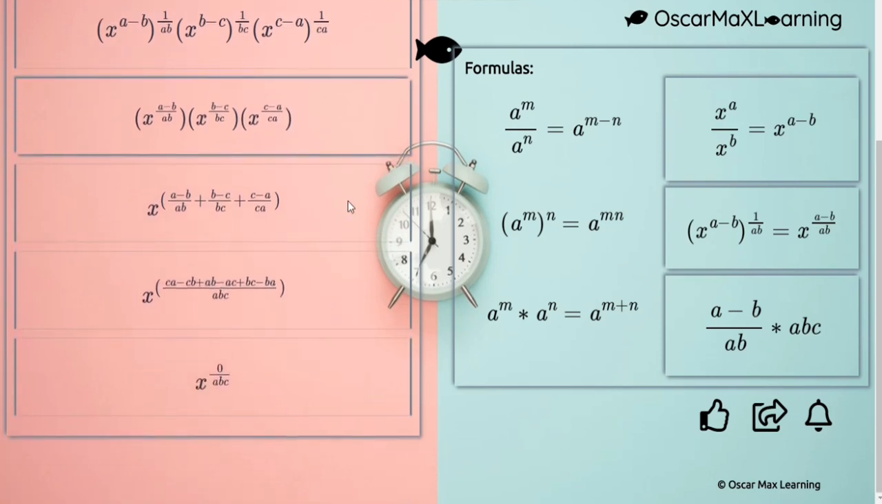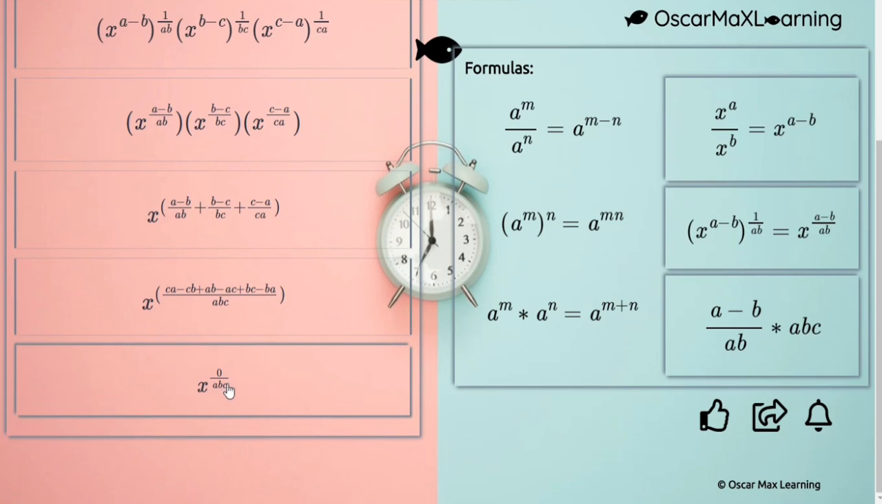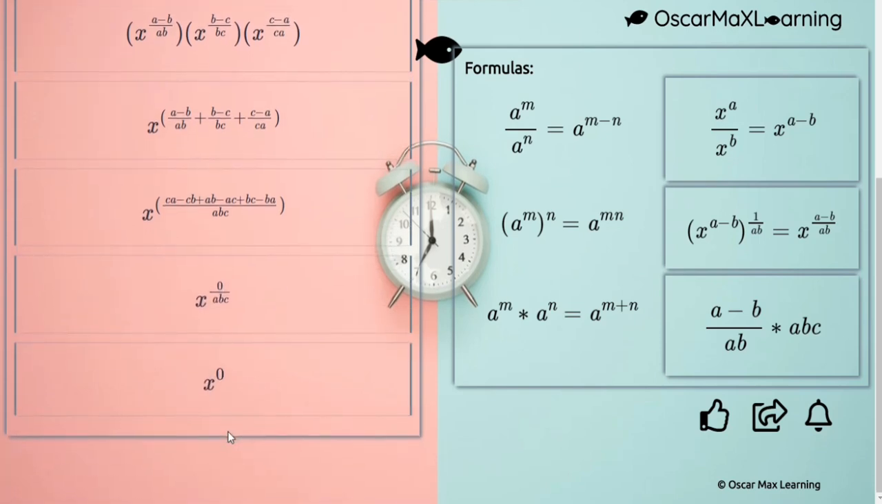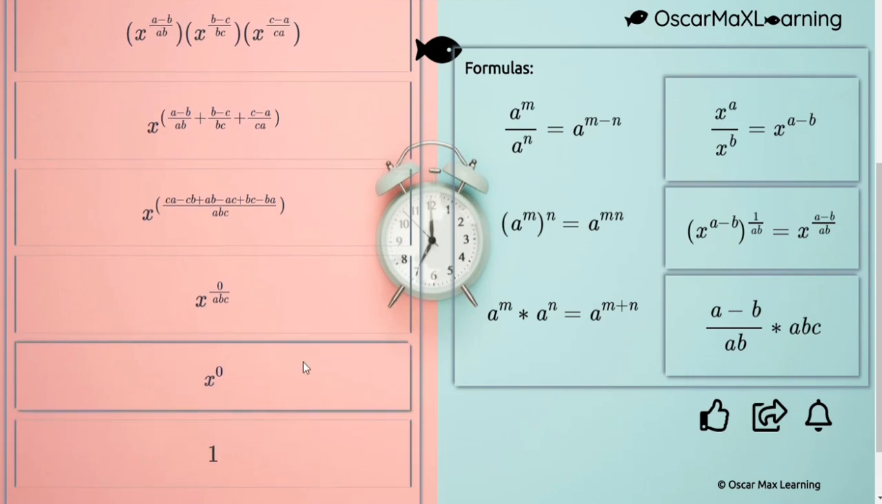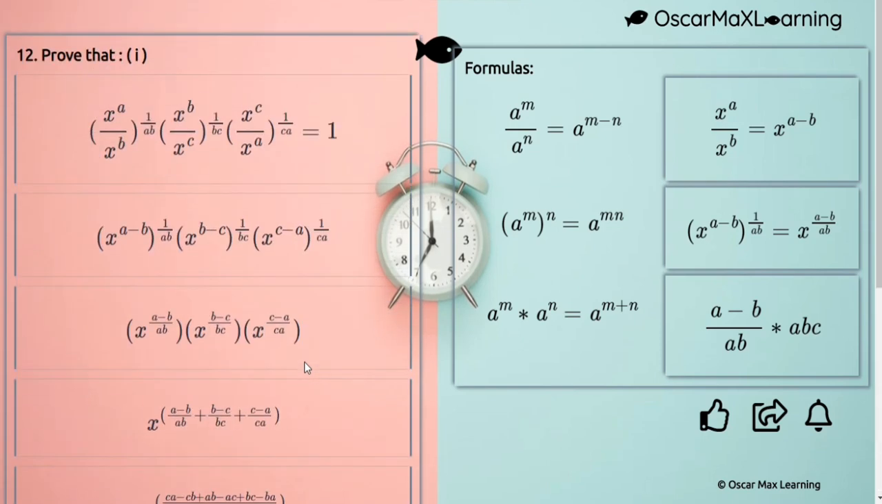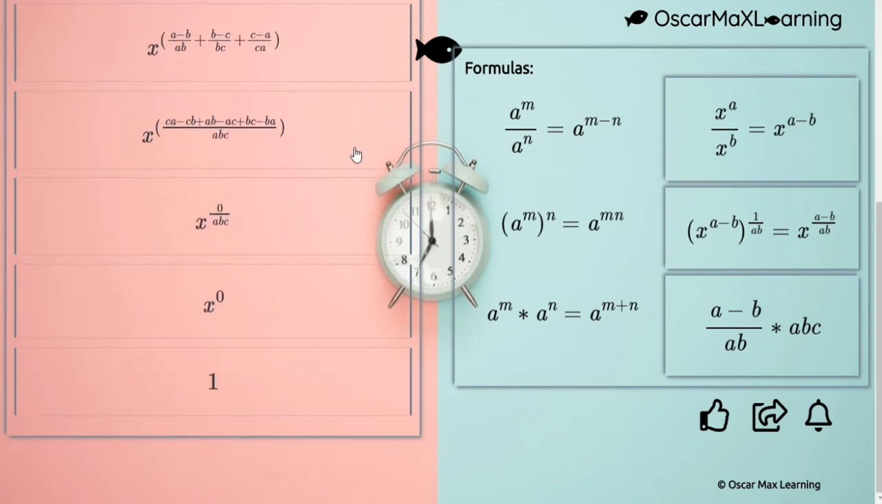So my solution is now x to the power 0 by A minus C. You know that 0 divided by any number or variable will be 0. So x to the power 0 by ABC is x to the power 0. And one more rule is that any number raised to the power 0 will be 1. So x to the power 0 is also 1. We proved this equation is equal to 1.